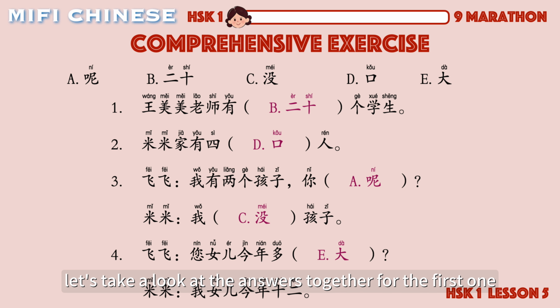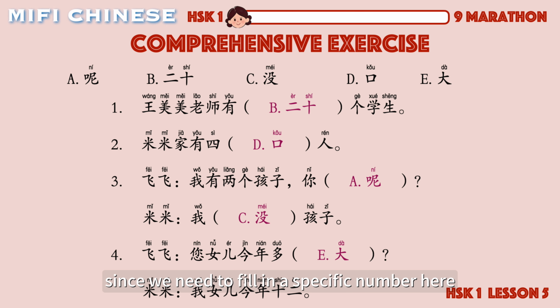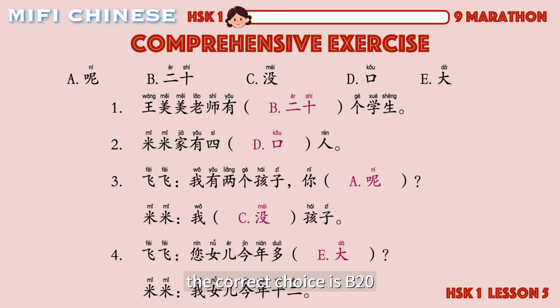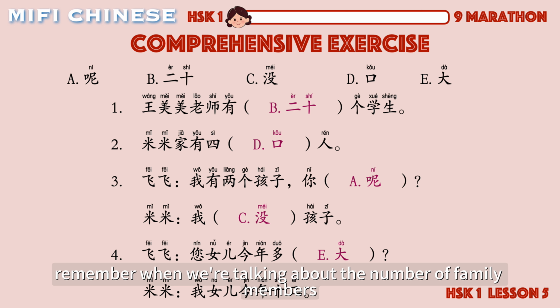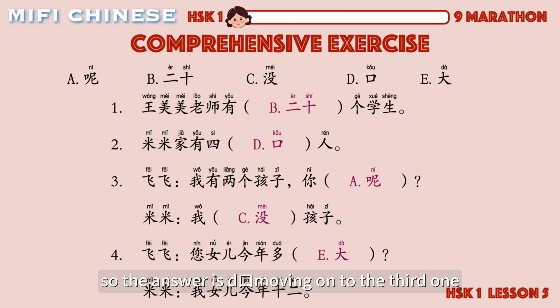All right, let's take a look at the answers together. For the first one, the sentence is 王美美老师有个学生. Since we need to fill in a specific number here, the correct choice is B, 20, which means 20. Next, the second sentence is 米米家有4人. Remember, when we're talking about the number of family members, we need that specific measure word we learned earlier. So the answer is D, 口.